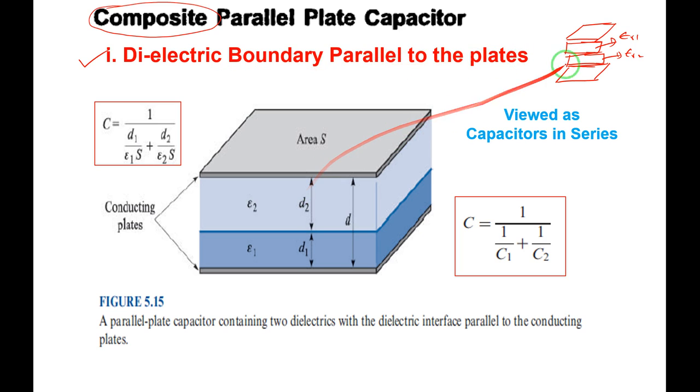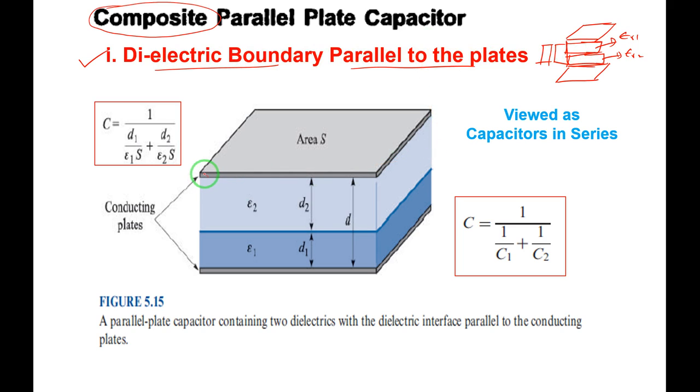I can place this dielectric material the same as the plates, parallel to the plates, or I can place it at 90 degrees, vertically like this. So I can place them normal to the plates or parallel to the plates. There are two ways of placing it. First case, we will see the dielectric boundary is parallel to the plates.